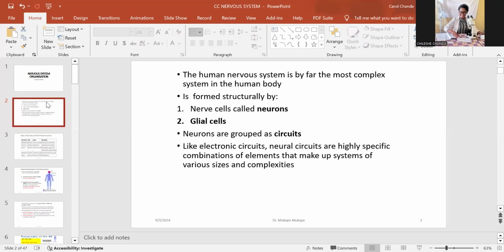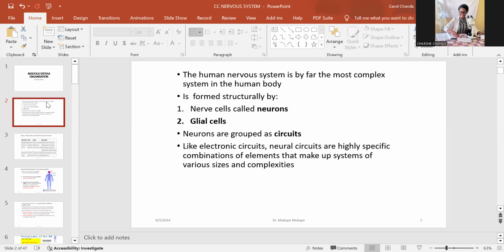So the nervous system is made up of two types of cells, structurally. These cells include, one, the neurons themselves. Two, we have what are known as glial cells. Glial cells are supportive cells of the nervous system. We have 6 types of glial cells. Two of them are found in the peripheral nervous system, and 4 of them are found in the central nervous system.